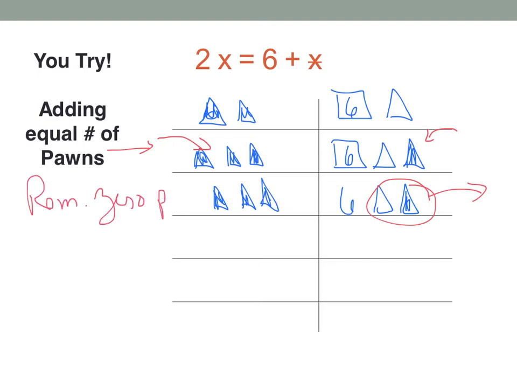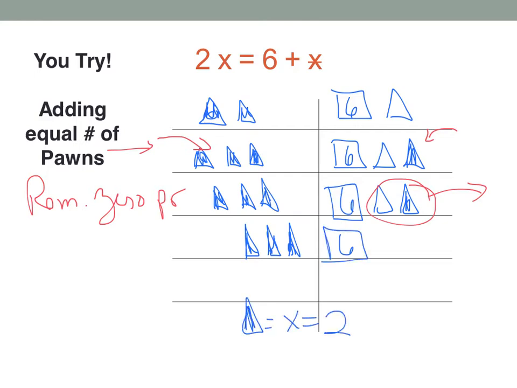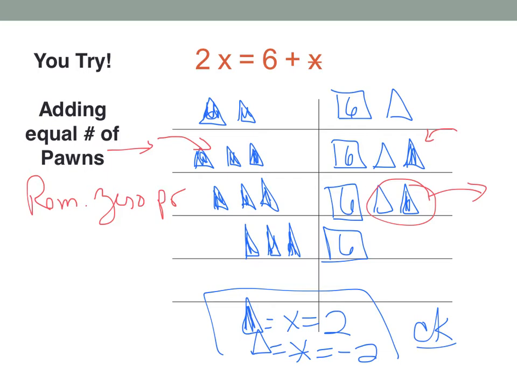And remove 0 pair. And that gives us blue pawn is 6. Sorry, box that guy. 6. So blue pawn equals x equals 2, white pawn equals star equals -2, and the check, see the previous for that answer. So I hope you did well on both of those.